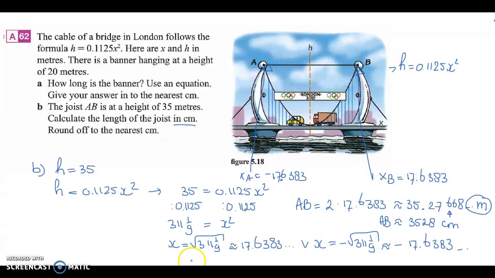And last but not least, we have to write down our answer in a full English sentence, saying: so the joist is 3,528 centimeters.